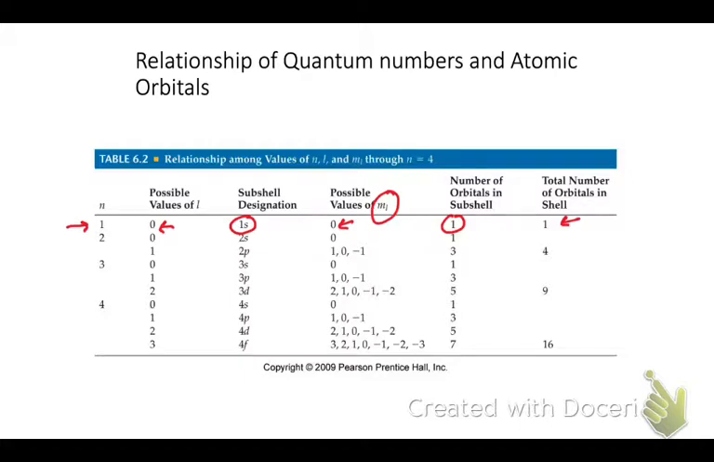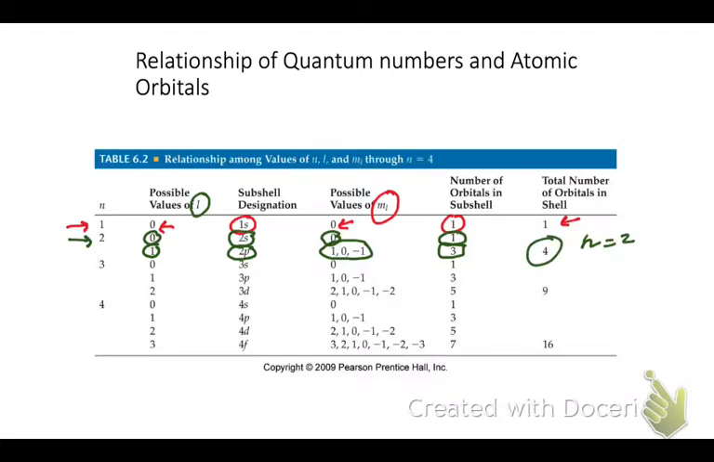Now let's look, in a different color, at when n equals 2. I'm going to have two L values: 0 and 1. 0 corresponds to 2s and 1 corresponds to 2p. When it comes to the ml value for s, it's only one value, which is 0, one orientation for the sphere. For p, ml has 3 values, because I have px, py, pz. So one orbital comes from s and 3 orbitals come from p. So at n equals 2, I have a total of 4 orbitals.